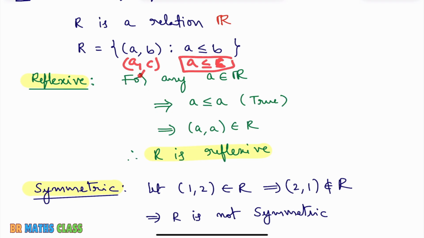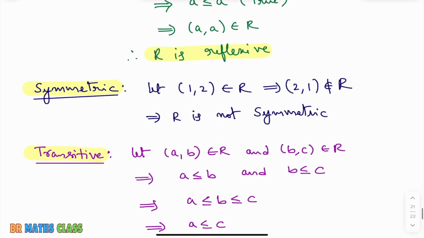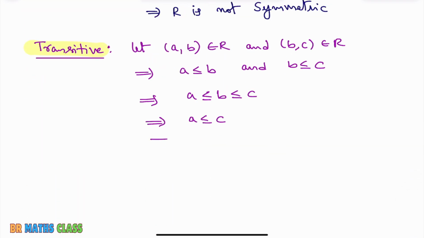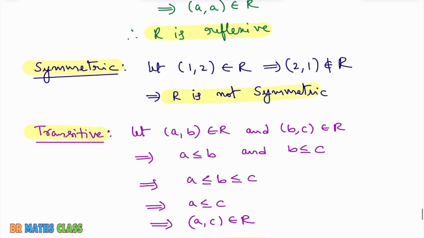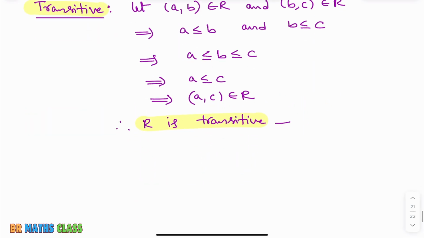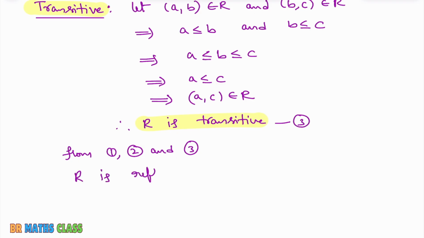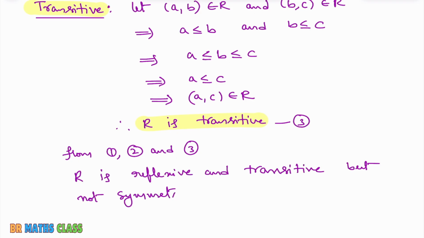So what can I say? I can say that the ordered pair a comma c belongs to this relation. Therefore, the relation R is transitive. This relation is transitive. And you observe this relation is reflexive, and this relation is not symmetric. We'll name these 1, 2, and 3. From 1 to 3, we can say that R is reflexive and transitive, but not symmetric.